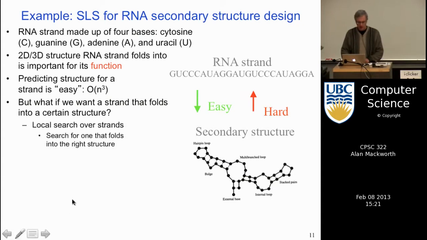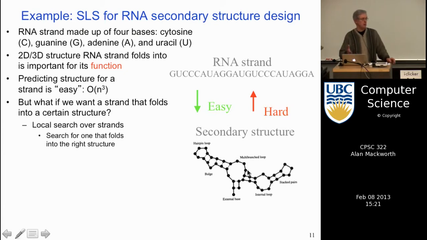So the idea is you do local search over the strands. You might generate a random strand. From that strand, you can predict what its secondary structure is, and you can see how close that is to the target secondary structure. That's your heuristic measure, H of n, how close it is in terms of matching the structure you're trying to generate. Then you could make some local changes to that RNA strand, generate new structures, and see if they're closer or not.